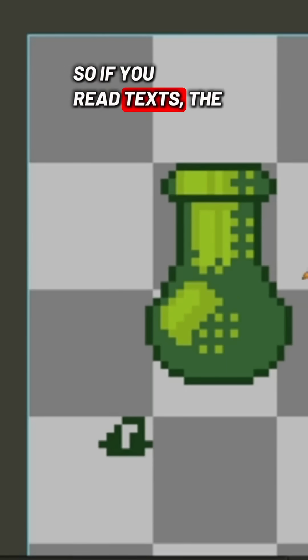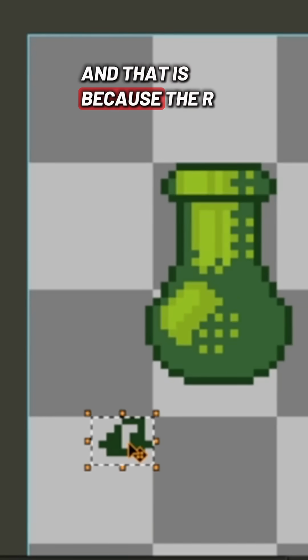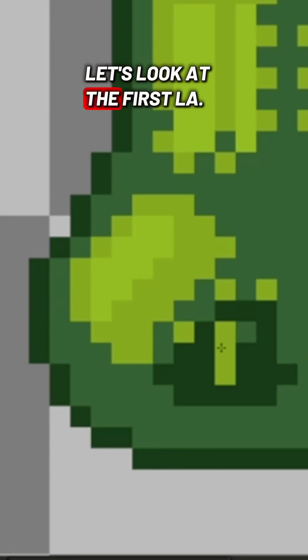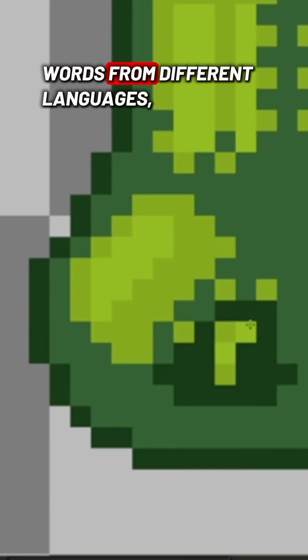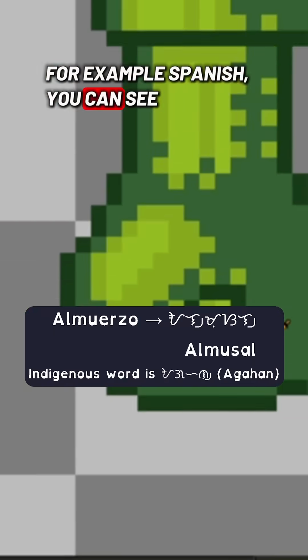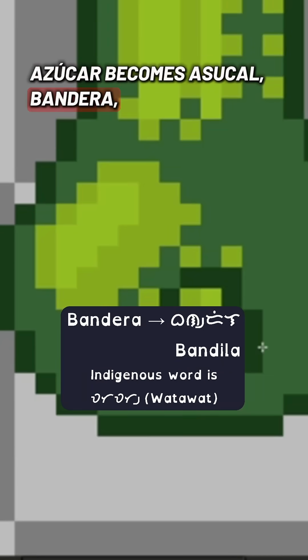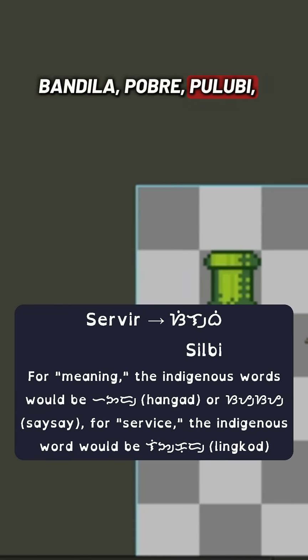But historically speaking, you know that there wasn't an R in Baybayin. So if you read texts, the R is just not there. And that is because the R sound in Tagalog is hidden in two different characters. Let's look at the first, la. So if you look at loanwords from different languages, for example, Spanish, you can see how almuerzo becomes almusal, azúcar becomes azúcar, bandera, bandila, pobre, pulubi, servir, silbi.